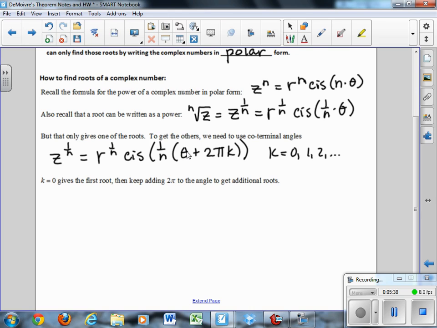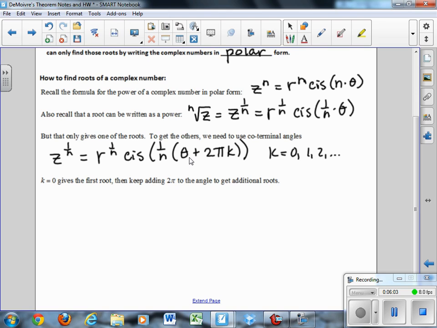Now, when I add 2 pi to an angle, what does it change about the angle? If I add 2 pi, the same angle, right? So what I'm going to do is rewrite my angle several different times by adding multiples of 2 pi to it. And that's going to allow me to get the additional roots that I need.